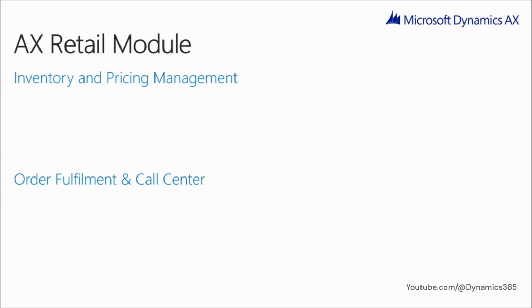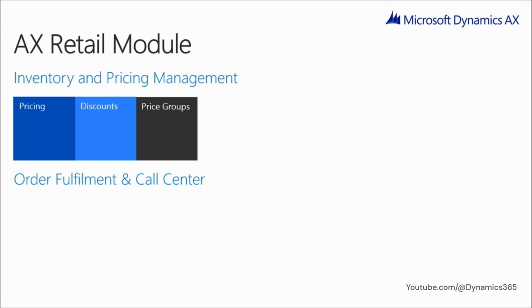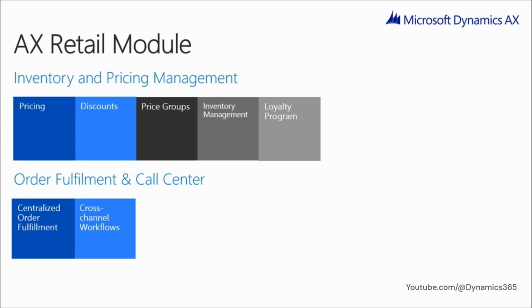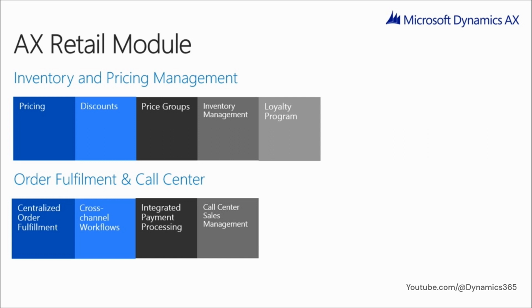The retail AX module also includes inventory and pricing management, which holds the data about pricing, discounts, price groups, inventory management and loyalty program. Then there is order fulfillment and call center, where the call center is a new feature with Dynamics AX 2012 R3, which includes centralized order fulfillment, cross-channel workflows, integrated payment processing and a dedicated call center sales management module.